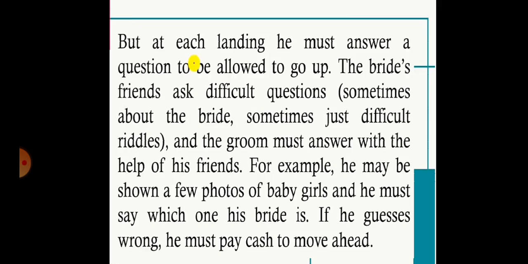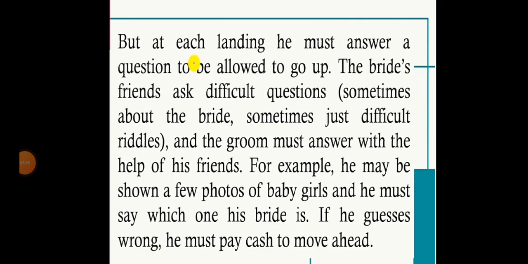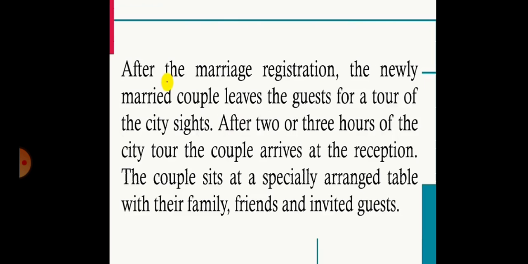The bride's friends give him a number of questions. They show some pictures or give some riddles, and he is supposed to answer them correctly. For example, they may show some photos of baby girls and he must say which one is his bride. If he guesses wrong, or fails to answer the questions correctly, he must pay cash to move ahead.